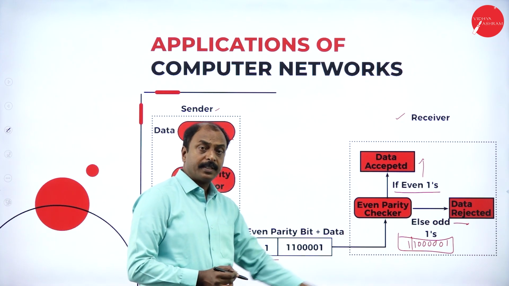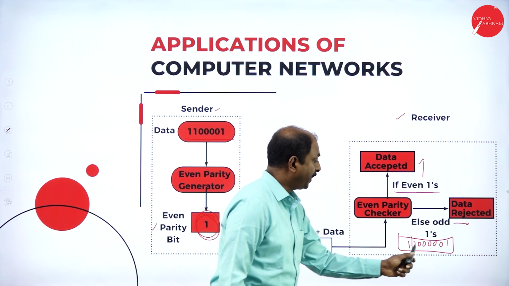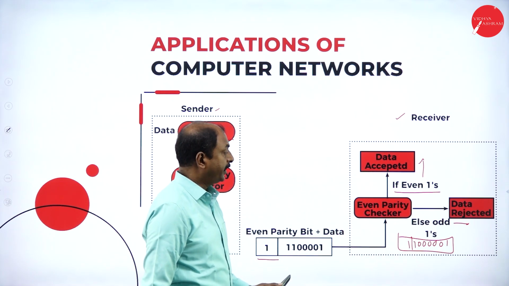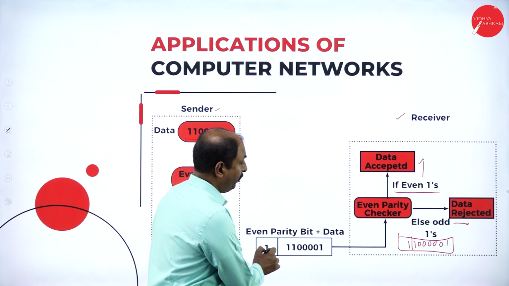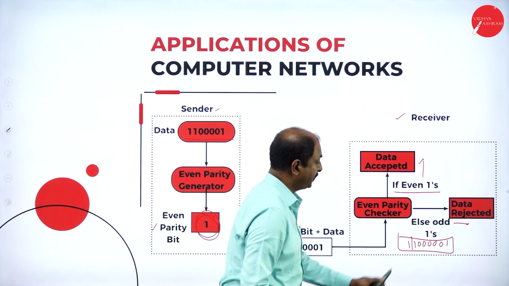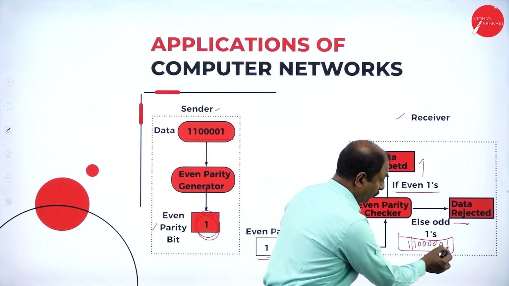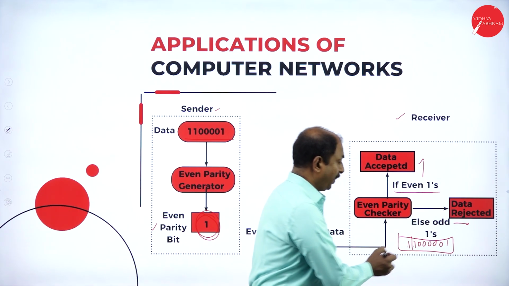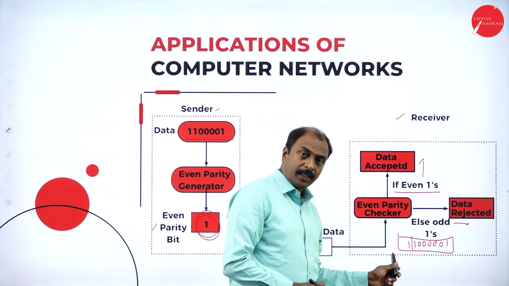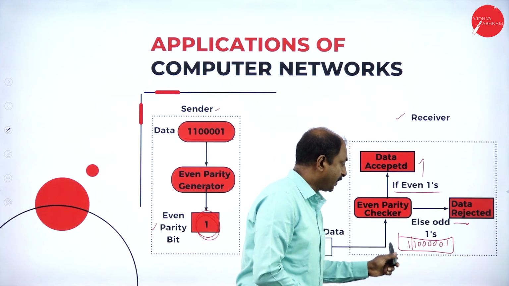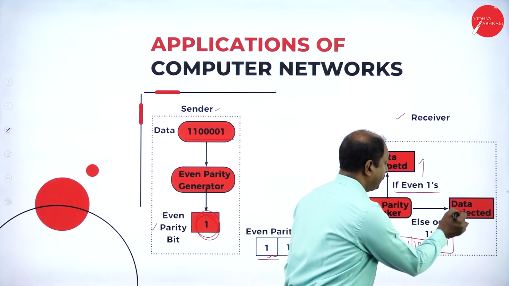Suppose the receiver receives the data in this format. Then, looking at this, the data parity is even, and the parity bit is even. Now if you look at the data here, 1 plus 1, this is 1, 3. There are 3 ones including the parity bit. So 3 is an odd number. So this data frame consists of an odd number of ones. In this case, the data is rejected.